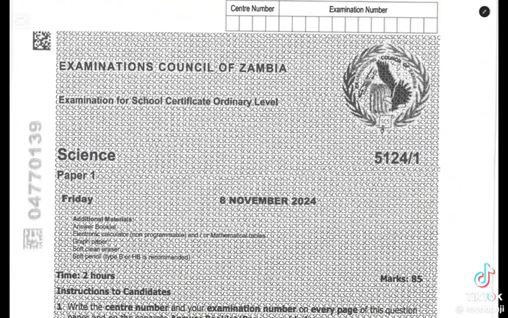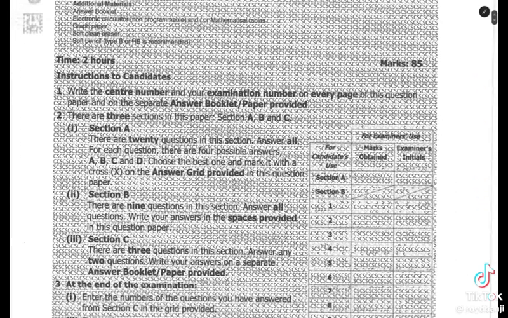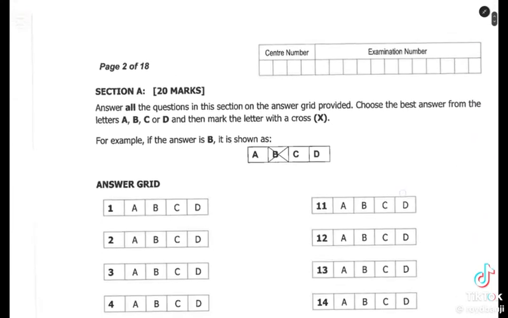This paper comprises 85 marks. It is in parts. The first part is multiple choice, which is Section A, and this is the one that we are going to go through in this video. So without wasting time, let us look at how the questions came. Here is the first question that we are answering.